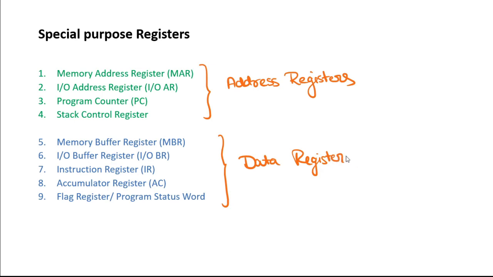Okay, so four of them are address registers that store addresses, and five of them are data registers that store data. Data means instruction or variable. Okay, now we will be discussing each one of them in great detail in our next class. So we will be discussing all of these nine special purpose registers in great detail in our next lecture.